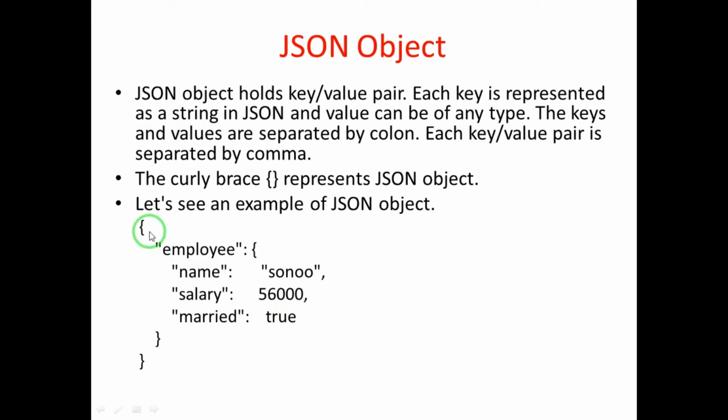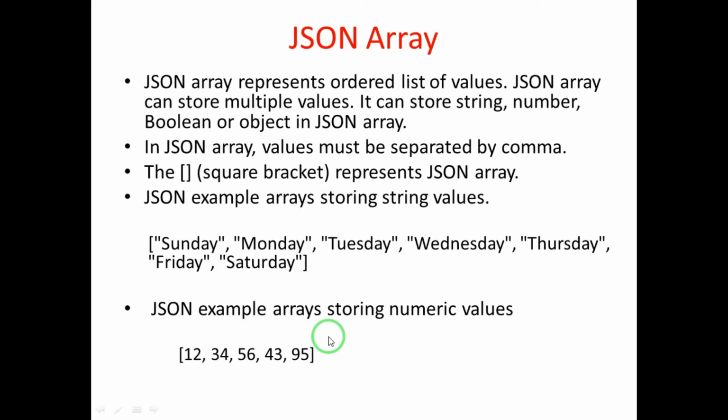So all the objects in JSON are represented in curly brackets. As we see, this bracket starts from here and ends here, so this curly bracket represents an object. Same here, employee has this curly bracket and this closing curly bracket, so this data is also inside the object. So curly brackets represent objects in JSON.